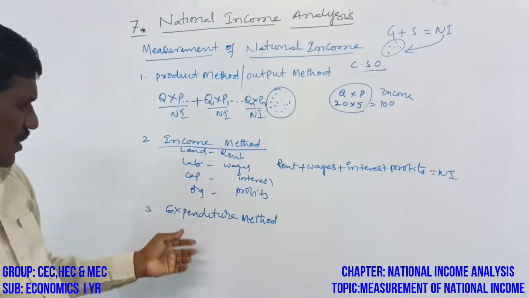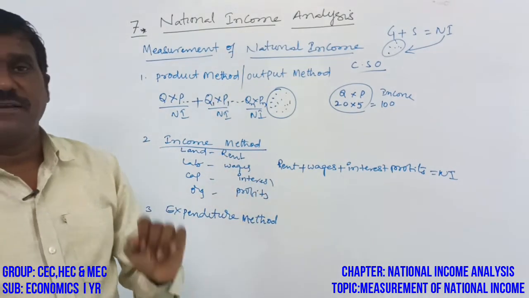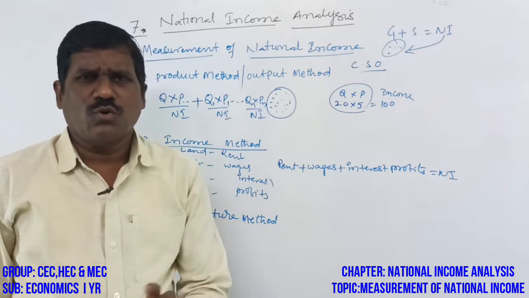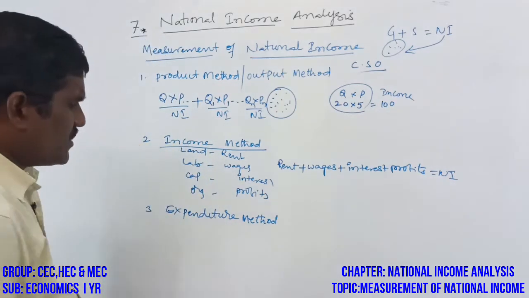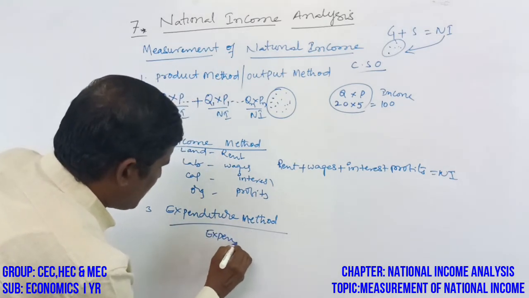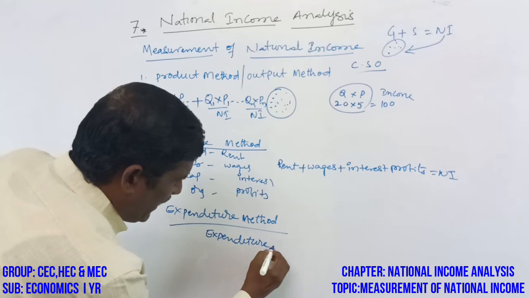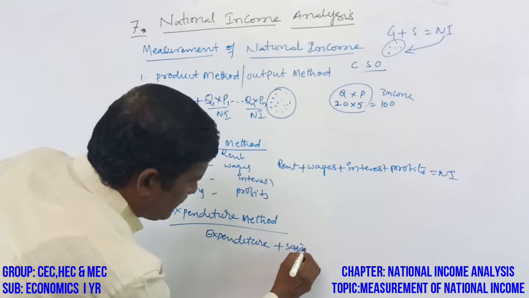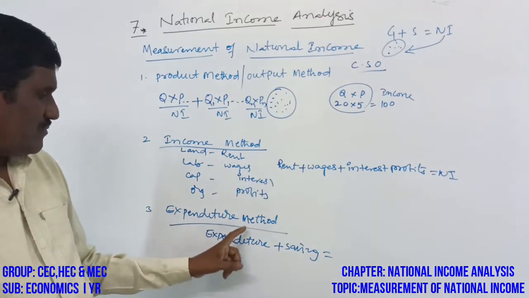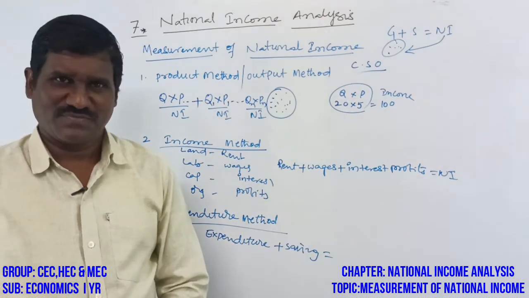Okay, the third one is the expenditure method. What is the expenditure method? Firms or households have expenditure in one year, plus what is the saving. Adding the expenditure and saving, we get the national income.